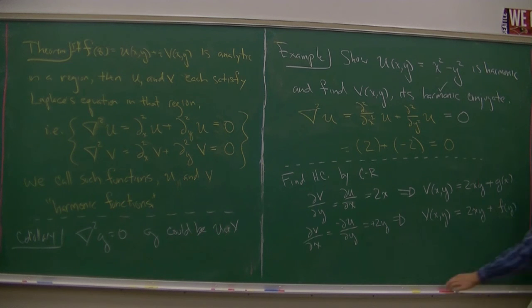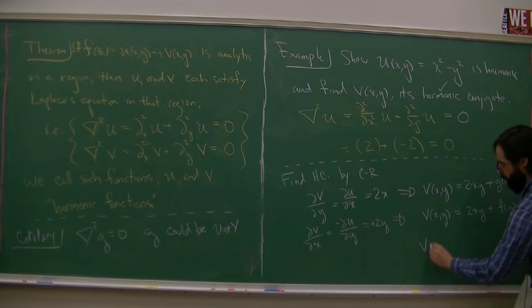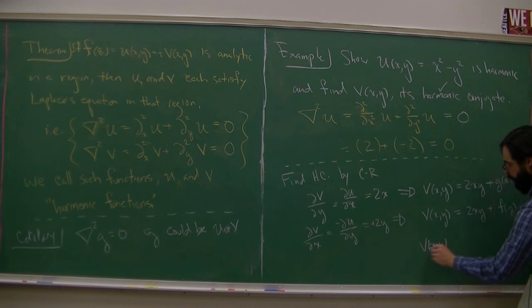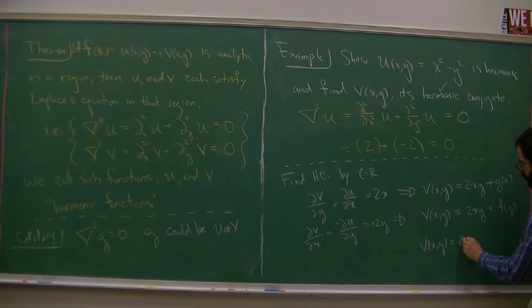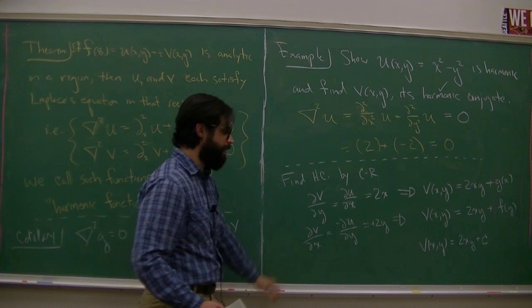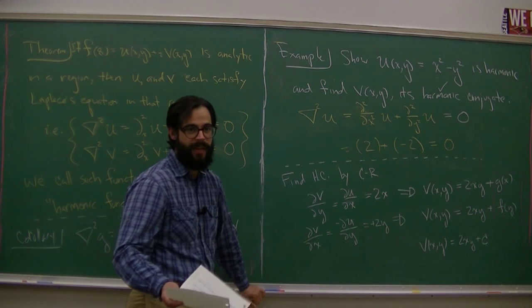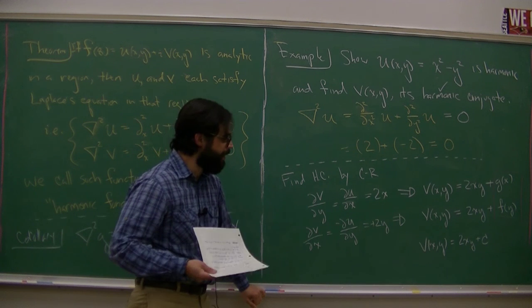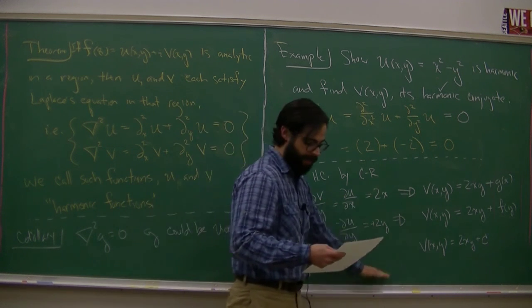All I have to do is compare them and realize that if a function is a function of x only and a function of y only, the only thing that I could put here is a constant. So what I have, therefore, is that comparing these, the harmonic conjugate of u of x and y is equal to 2xy plus some constant. Okay, and the only thing to note about this constant is that this constant is a complex number. It could be 3 plus 2i or something like that. So that is our harmonic conjugate.